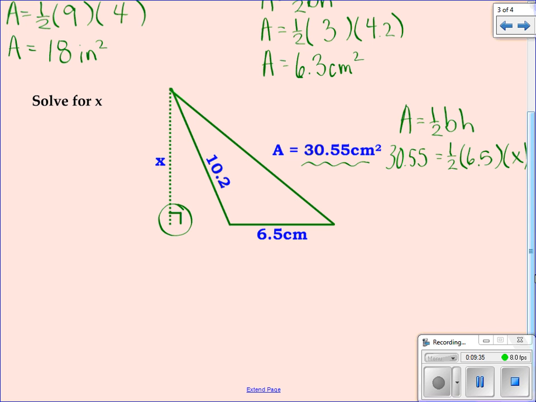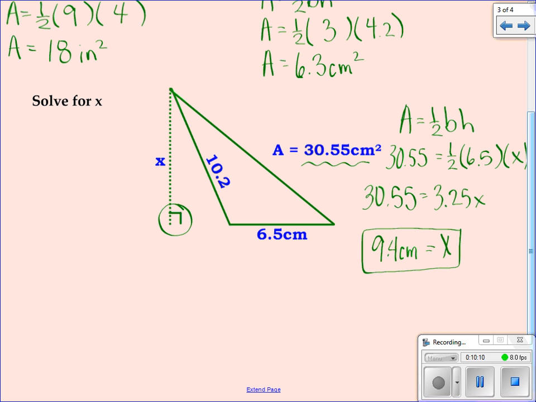Okay, so on this one, to simplify the right-hand side, we're just going to multiply the 6.5 times 1/2. We still have our x there. And then we can divide both sides by 3.25. So we found the height of the triangle. Okay, the height doesn't have to be always inside the triangle. Okay, it's just how tall it is compared to the perpendicular base.